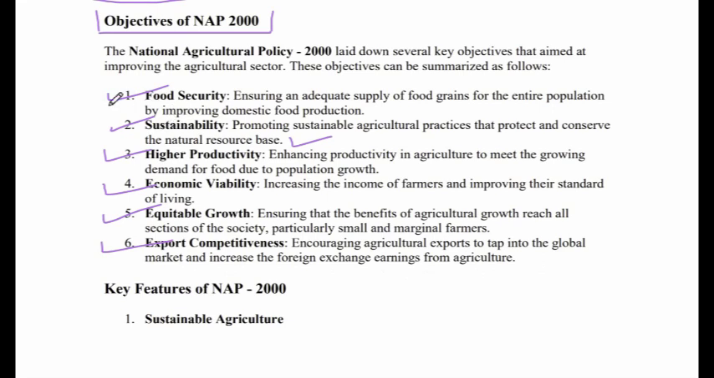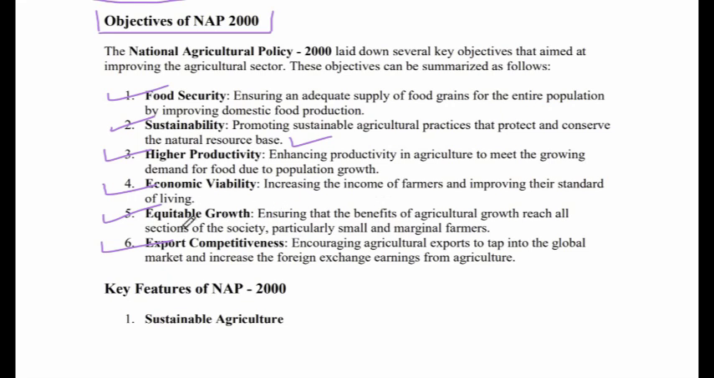One was the food security, which is very important for the country and the growing population. Sustainability. The agricultural practices should be sustainable. Higher productivity would include meeting the growing demands for food due to population growth. Increasing the income of the farmers, that is economic viability.